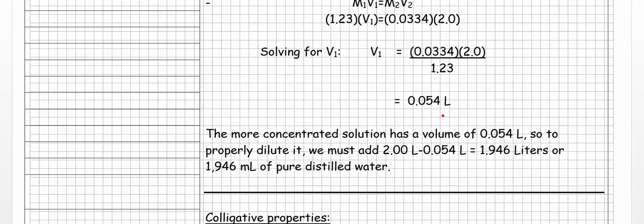I need distilled water, deionized water. I need to add the difference between the 2 liters that I want and the 0.054 liters of the concentrated solution. So I need to add 1.946 liters or 1,946 milliliters of distilled water to my more concentrated solution. Okay? I hope that makes sense.